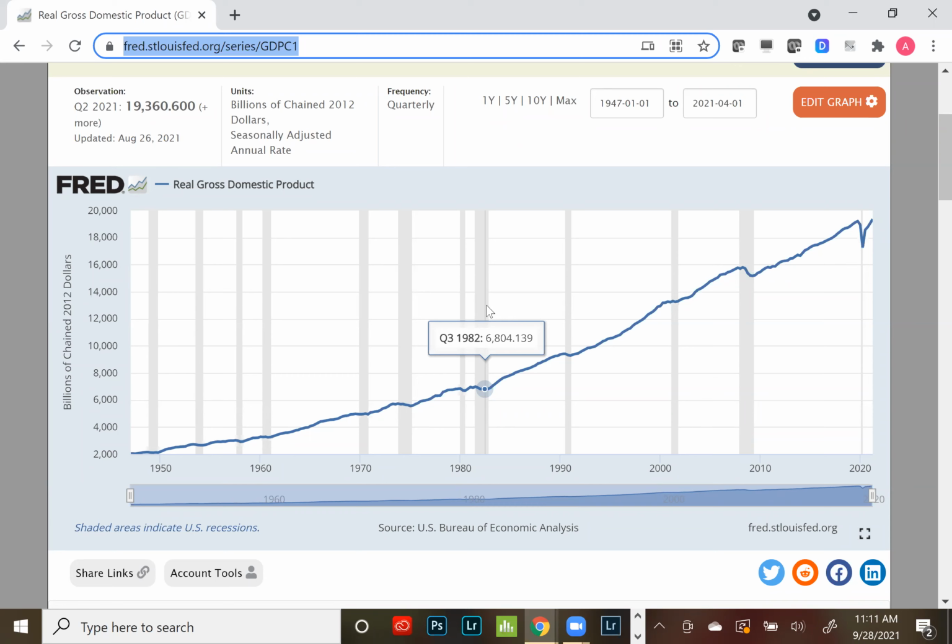So you can see that's a big increase. And remember, this is real GDP. So that means our standards of living have roughly tripled since the 80s. And that's pretty impressive. Not bad, huh?